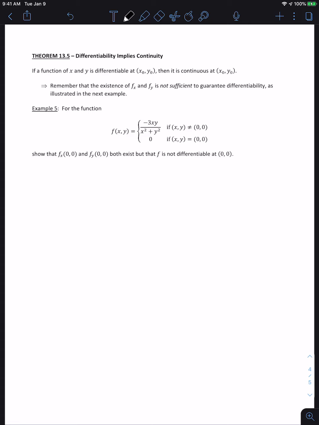So what we're going to do in this next example is we're going to show that for this example, my partial derivatives exist and that I'm not differentiable, right? That's the idea. This is going to be kind of like a counterexample to show what I keep saying, that just because they exist doesn't mean I'm actually differentiable there.